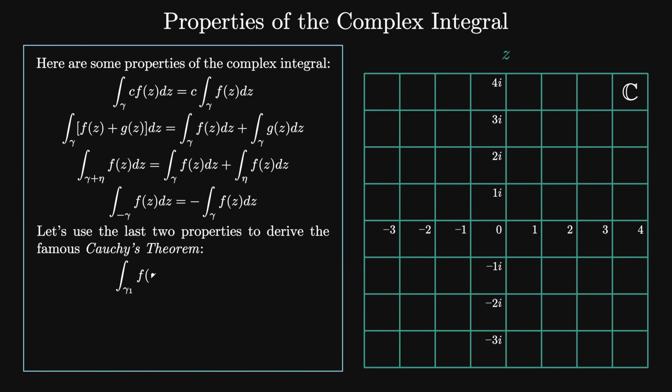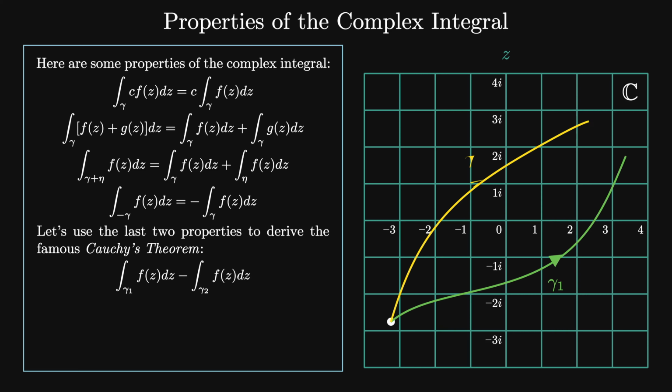We'd like to evaluate the integral along gamma 1 of f of z dz minus the integral along gamma 2 of f of z dz. We can switch the direction of gamma 2 to get the integral along gamma 1 of f of z dz plus the integral along minus gamma 2 of f of z dz. Then we can combine gamma 1 and gamma 2 into a single integral, the integral along gamma 1 minus gamma 2 of f of z dz equals 0.